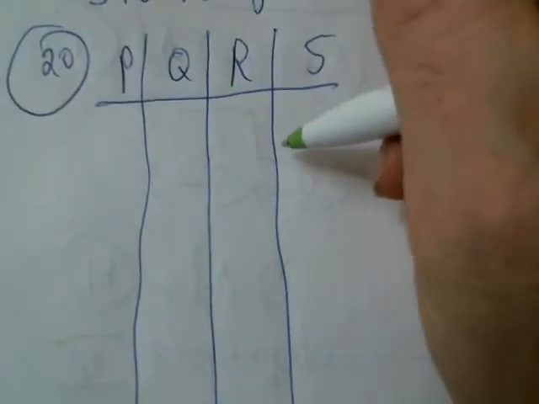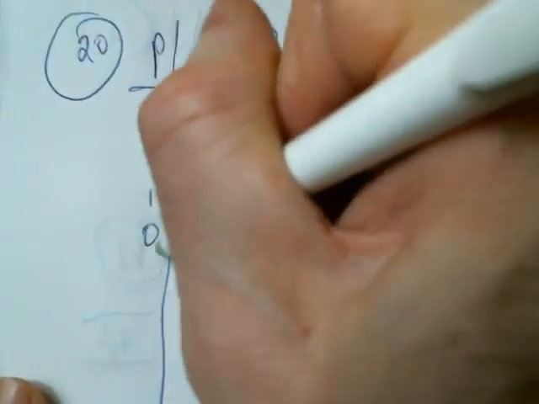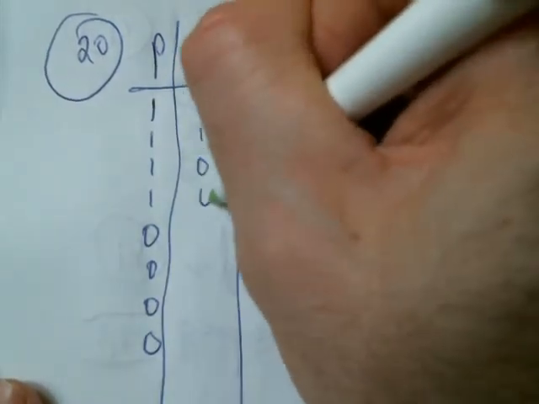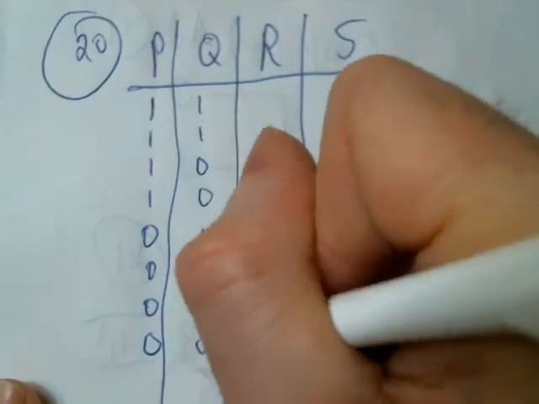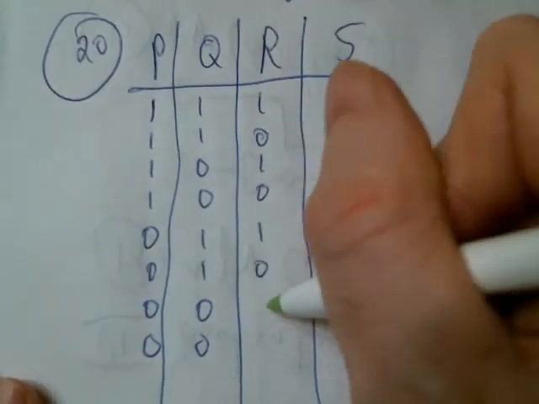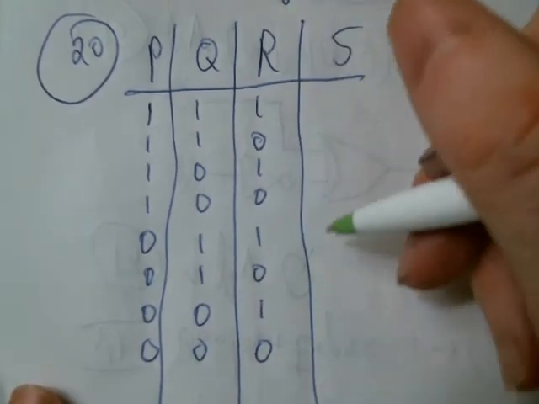Okay, we populate P, Q, and R in the traditional manner. So 4 ones, 4 zeros, 2 ones, 2 zeros, 2 ones, 2 zeros, and then alternate 1 0, 1 0, 1 0, 1 0. And then this final column is given to you.